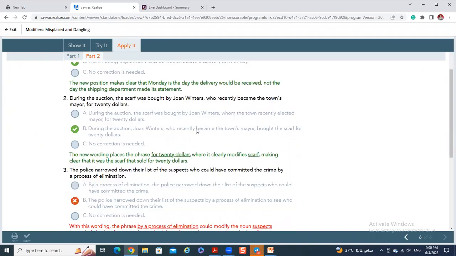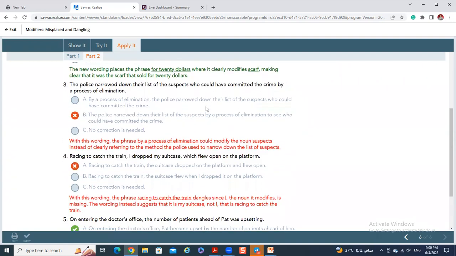Here, it's right. Also, during the auction, the problem is in the "$20." It must describe the scar. If you look here, "whom the town recently elected mayor" is an extra, nonessential clause. So does "for $20" modify Winters? No, it's wrong. It doesn't modify a man. Here also, "for $20" modifies Winter. The same mistake.